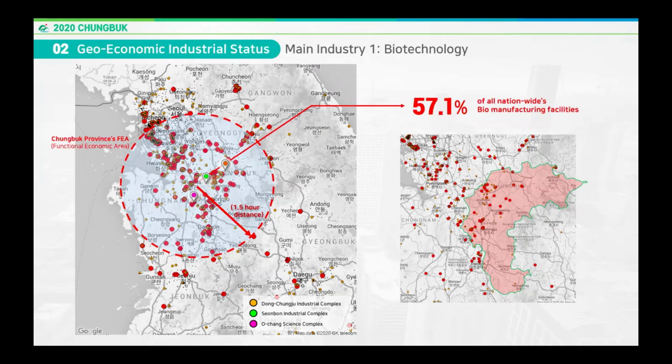57.1% of Korea's bio industry is located in Chungbuk's FEA, its functional economic area. This reflects the Korean government's efforts of promoting Chungbuk as the center of Korea's bio industry. In fact, the Disease Control and Prevention Agency, as well as other government institutions concerned with preventing the spread of infectious diseases like COVID-19, can be found in Chungbuk, making the province a control tower for COVID-19 policies. Thanks to the government's promotion efforts, national and international biotechnology companies are moving their research and manufacturing facilities to Chungbuk.